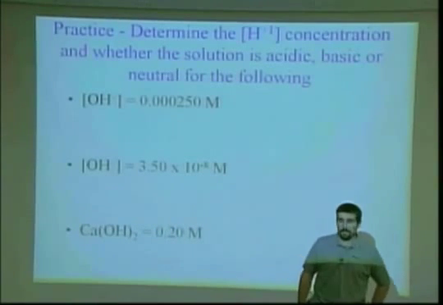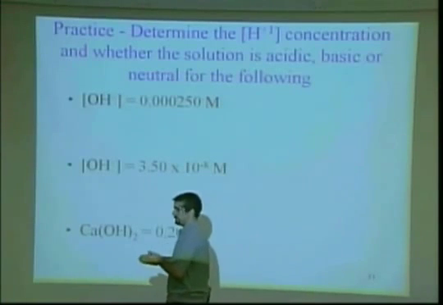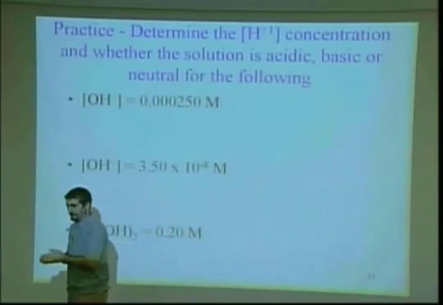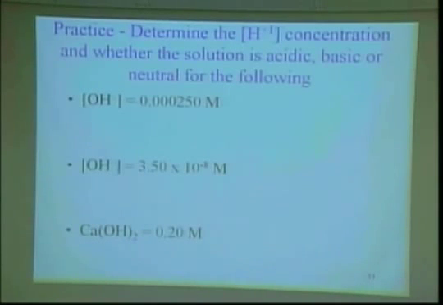Well, I know that Kw is always the same, and I know that hydroxide times hydrogen concentrations is equal to that Kw, which is 1 times 10 to the minus 14. So then I write down what I know. I know this, and I know Kw, and I just rearrange and solve for H. Same thing down here.